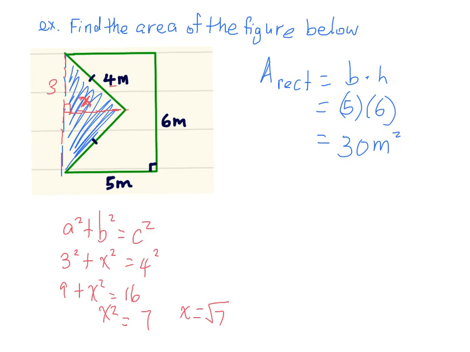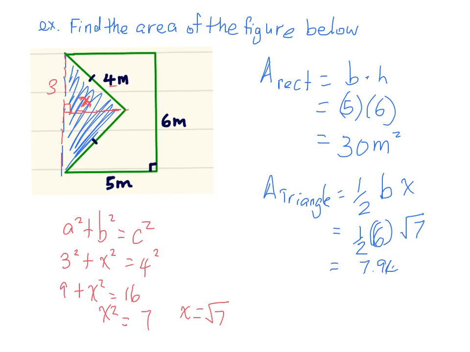All right, so the area of the triangle, the whole triangle, is equal to half base times height. I'm going to call it x again because there's already h on the page. So it's a half 6. And why am I going back to 6? Didn't I use 3 before? Well, remember that you're using the base of the entire triangle now because you want the area of the entire triangle. So a half times 6 times height, which we found to be root 7, is the area of the triangle. And when you work all that out, the area of the triangle is 7.94 meters squared. Now we're ready to find the area of the figure.